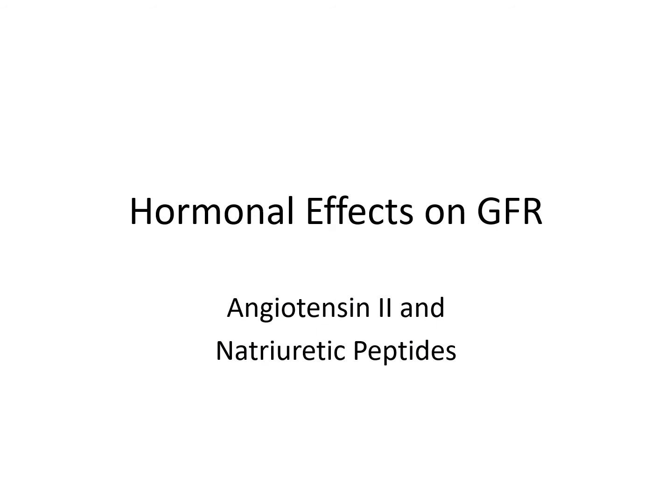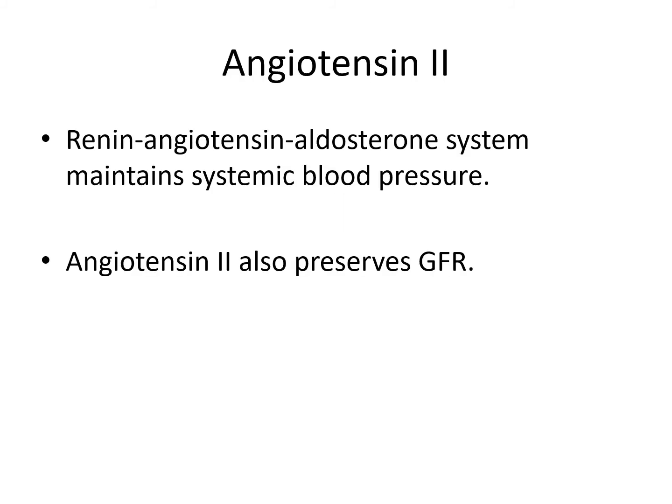Now, what about the hormonal effects on GFR? So these are some of the external factors. Two major hormones are angiotensin II and natriuretic peptides. Okay? So the renin-angiotensin-aldosterone system is an important hormonal control that maintains systemic blood pressure. You should have learned about this in SCB 203.